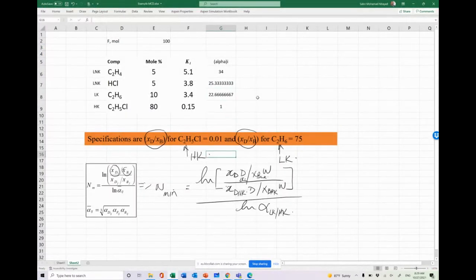So what I'll do, I will say my N minimum will be, and I write the equation. The equation says ln, so I have to take the ln of the fractional, which is 75, as you see here, divided by 0.01, because xd over d of the light component. So it's going to be 75 divided by 0.01, and is divided by ln of which alpha, this one, I just click this one here, D8, and that should give me the number of stages, so minimum number of stages, which is 2.8.